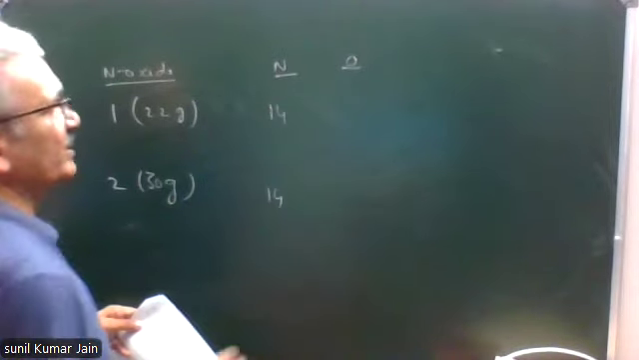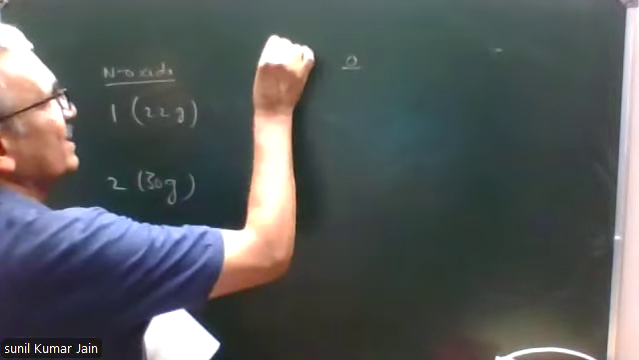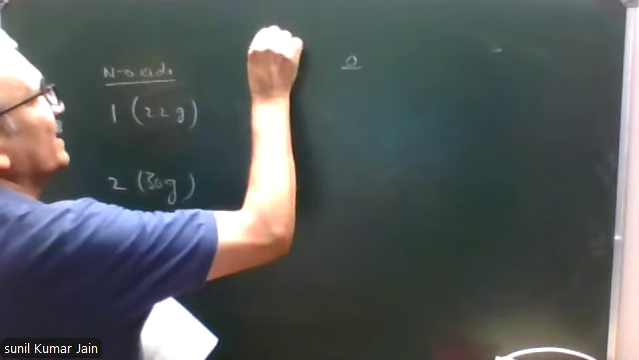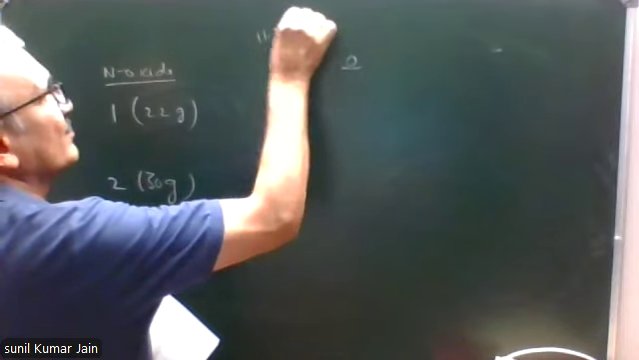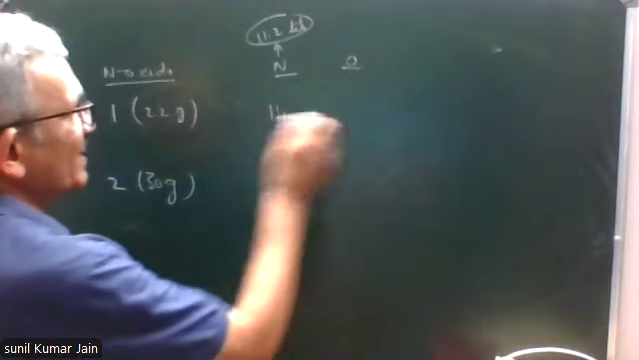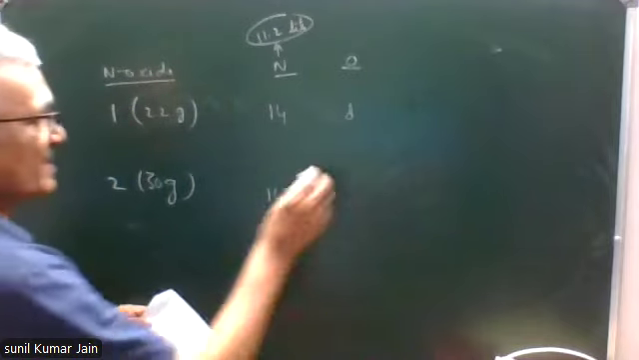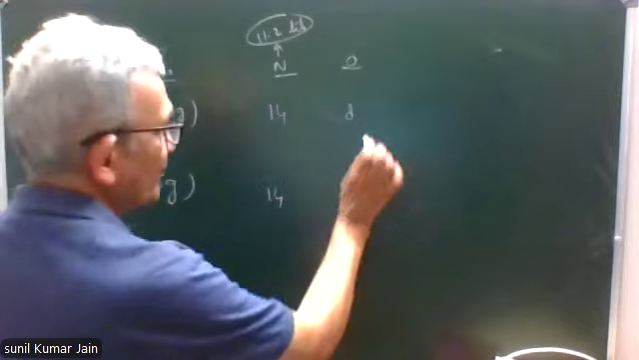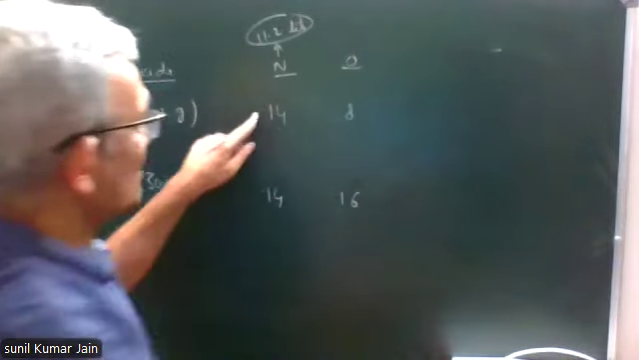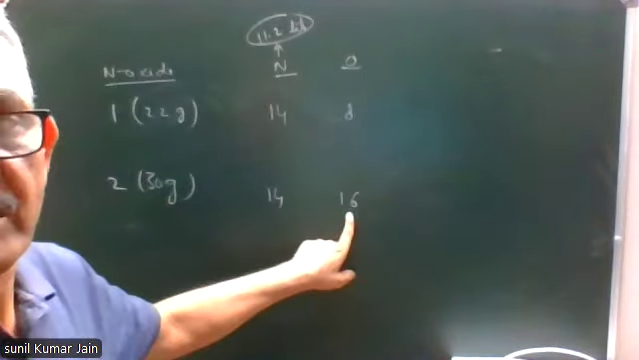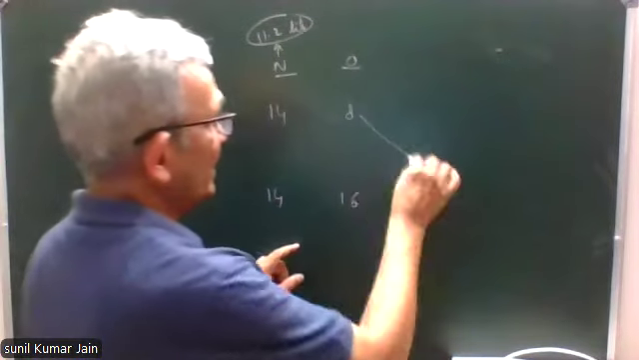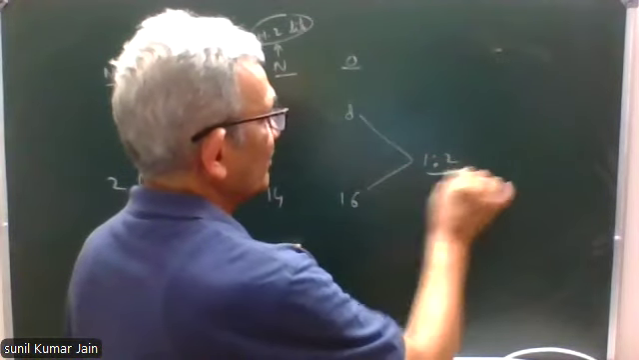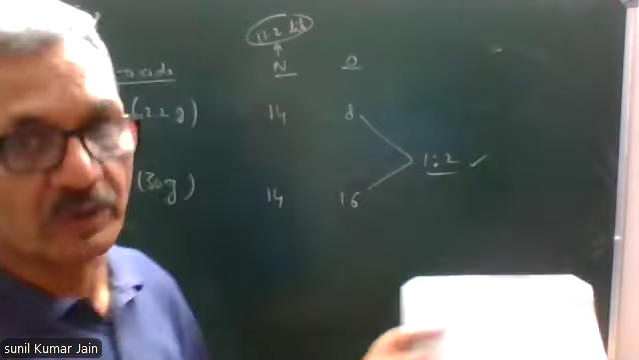14 grams, 14 grams, because this is 11.2 liters. This minus this is oxygen. This minus this is oxygen. So same mass of nitrogen combines with different masses of oxygen, and the ratio is a simple whole number ratio, therefore proves the law.